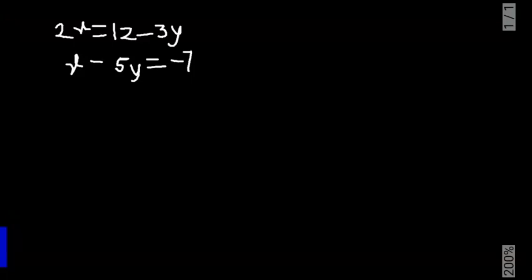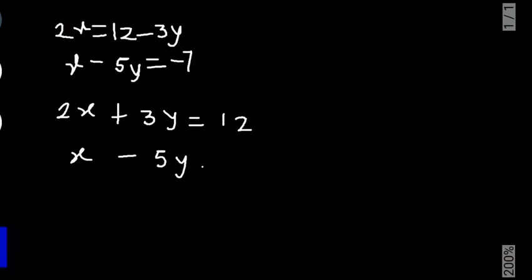So we would have 2x + 3y = 12 and x - 5y = -7. So now we have both of the unknowns on the left hand side.